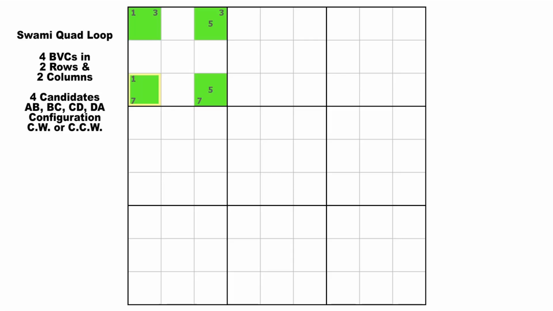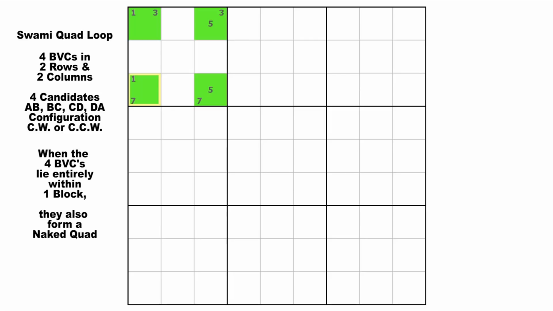So as usual, we've got 4 by-value cells in 2 rows and 2 columns. So we know that the rest of the 3s in row 1 must be false, and the rest of the 5s in column 3 must be false, and the rest of the 7s in row 3 must be false, and the rest of the ones in column 1 must be false. But because all 4 of those candidates lie in one block, they are also a naked quad, which means you can eliminate 1, 3, 5, and 7 from the other 5 cells in that block.